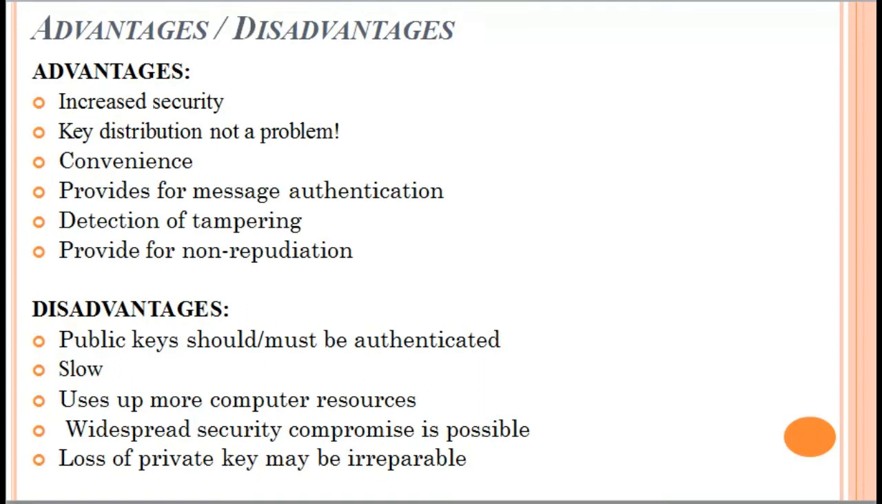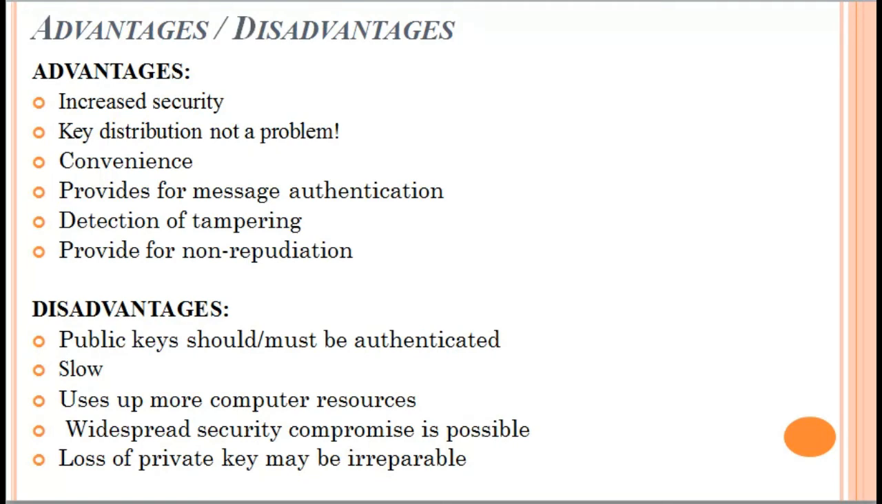Widespread security compromise is possible if an attacker determines a person's private key, so his or her entire messages can be read, because a private key is issued to only one candidate. There are no different keys used for different parties. The same private key is used for all parties. Loss of a private key may be irreparable, meaning that if the private key is lost, all received messages can't be decrypted easily by anyone.